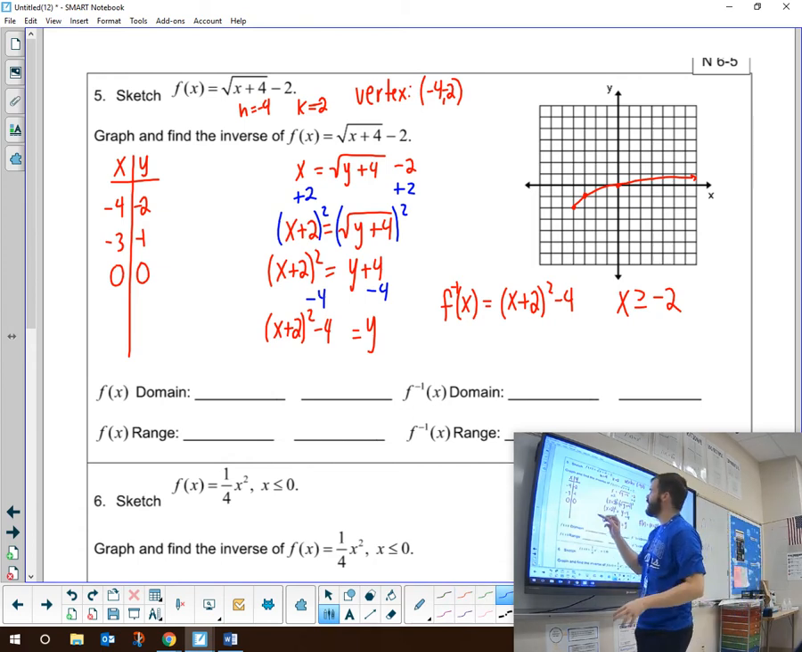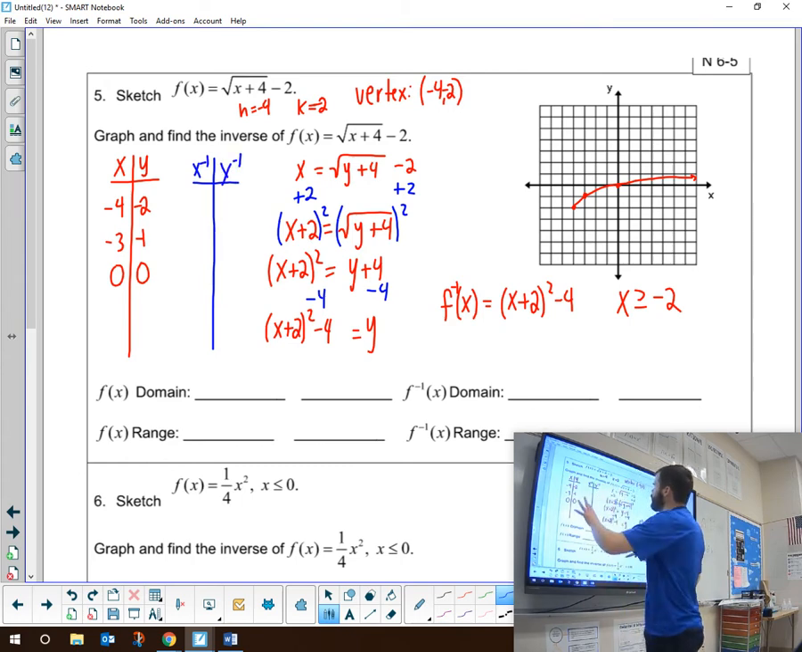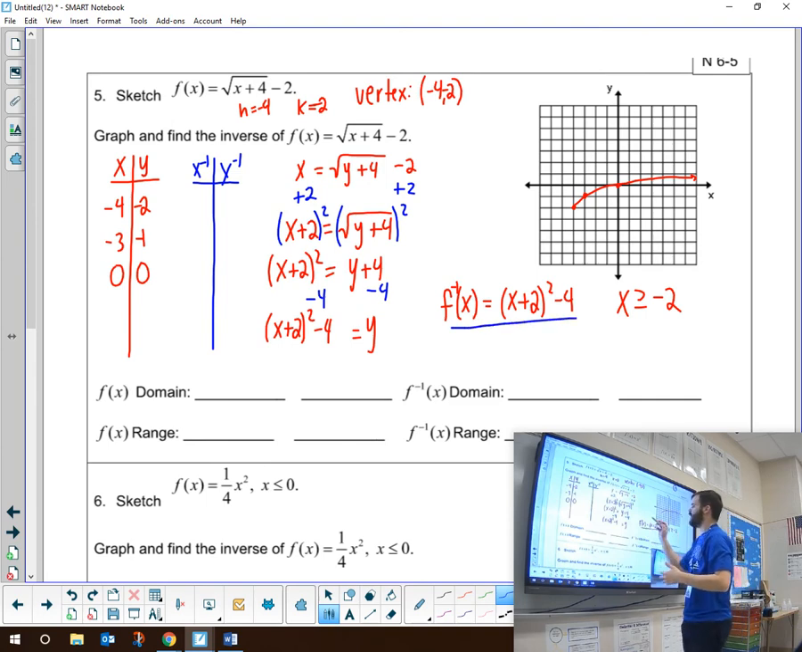Let's take this and find the inverse points. Remember, an inverse is just switching the x and y, so I can take these points and switch them to make my new graph. Okay, so I can switch these.